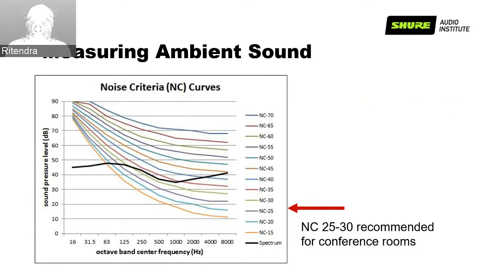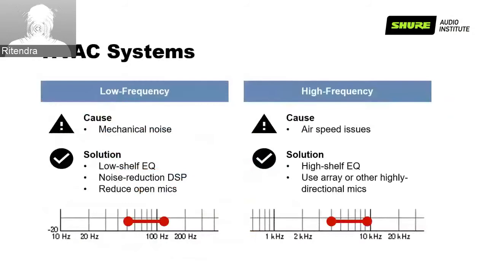It's very hard to achieve 25 to 30, but still, if you can manage to have the meeting room or conference room at 40 to 45, you're safe. Your room can have better audio intelligibility by applying a couple of audio processing blocks. Now, talking about the HVAC system, we mostly think that the HVAC system produces low frequency. But no, the HVAC system also produces high frequency. Low frequencies are caused by the mechanical noise of the system, and high frequency is because of air speed and so on.